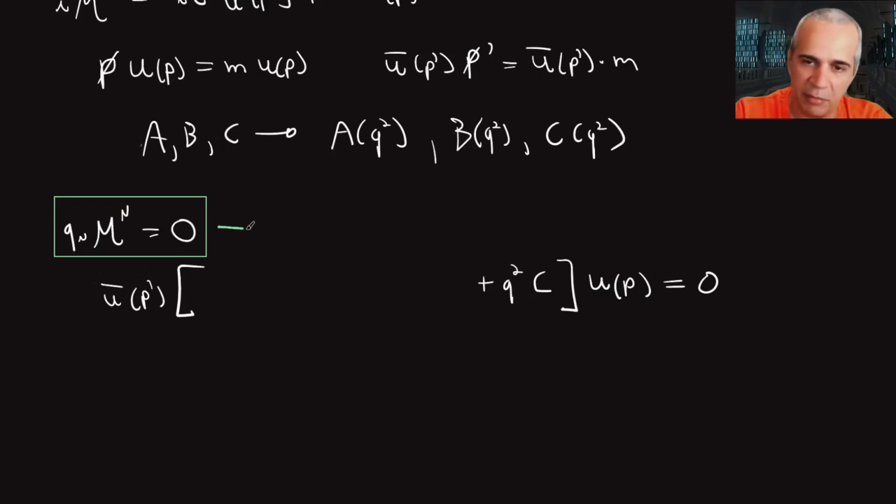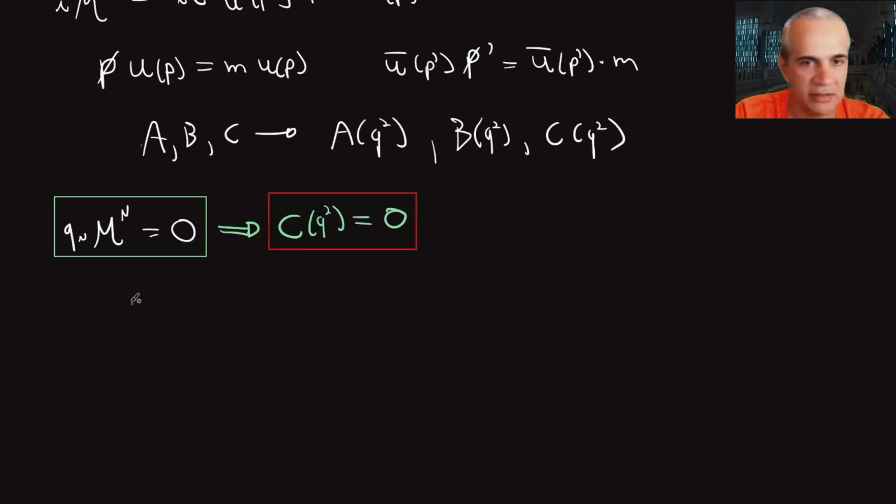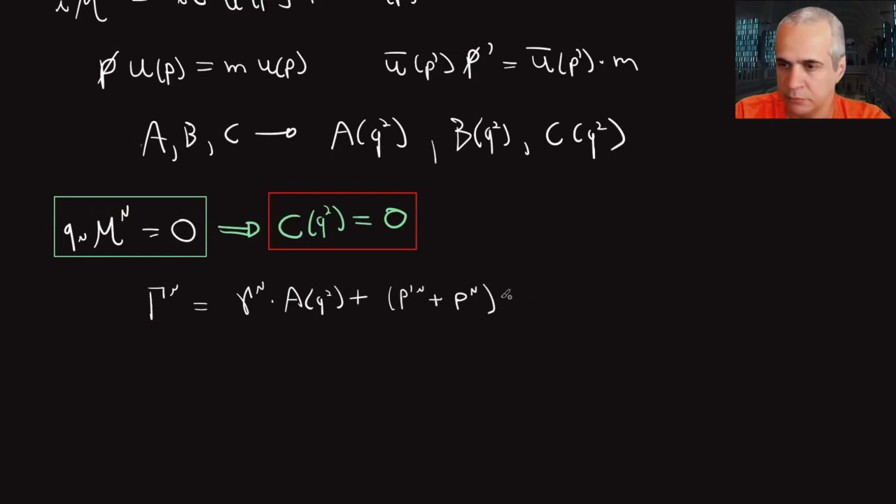So this implies that C of q square is 0, which now means that the most general form for my gamma mu is just little gamma mu times A of q square plus p prime mu plus p mu times B of q square, right? I got rid of the C.